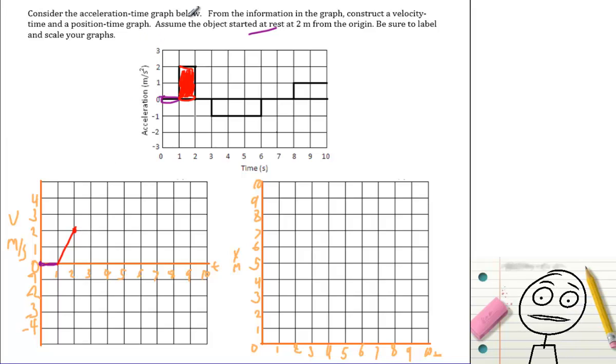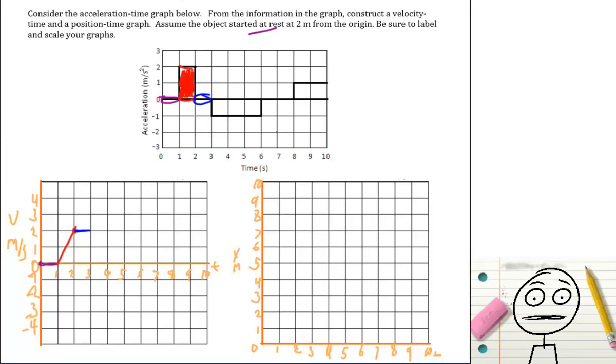My next time interval, it says right here that there is no acceleration. It doesn't say the object stops, doesn't say the object reverses direction, it says there is no acceleration. And that means it stays at whatever speed it's at. So it stays up here at 2 meters per second.